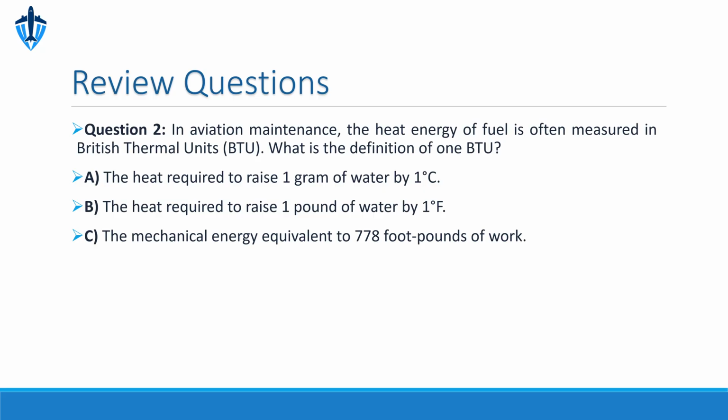The correct answer is B. It is the amount of heat required to raise the temperature of 1 pound of water by 1 degree Fahrenheit. While the calorie mentioned in option A is defined using grams in Celsius, the BTU is the standard unit for heat energy in this context and is defined using pounds in Fahrenheit. Option C describes the mechanical energy equivalent of 1 BTU, which is an important conversion factor, but it is not the fundamental definition of the unit itself.